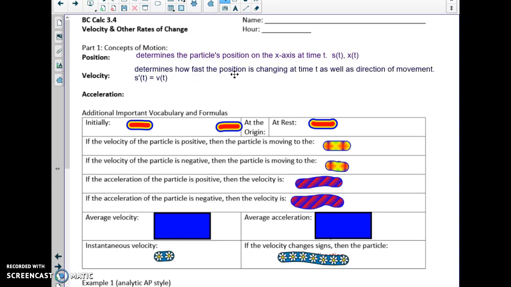Velocity determines how fast the position is changing at a time t, as well as the direction of the movement. We'll talk about that in a second. And the velocity is then the first derivative of the position.